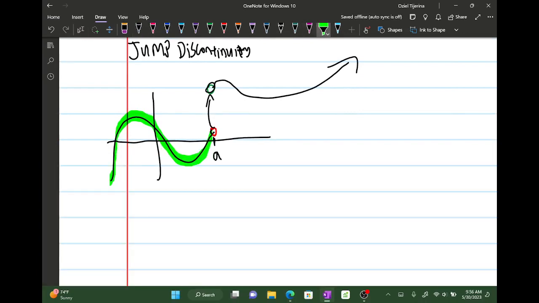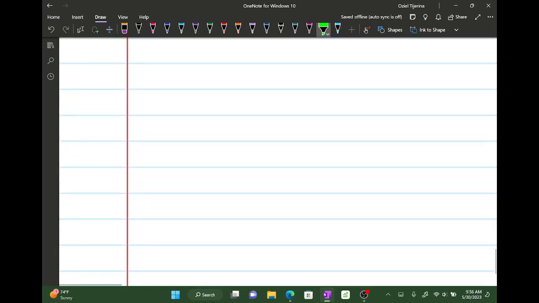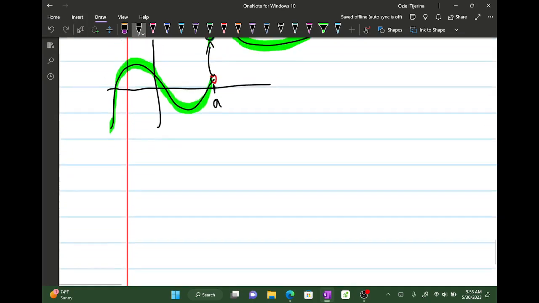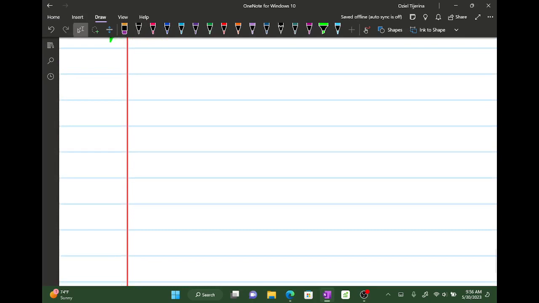So then I'm going to jump to that, and then it's going to keep going, keep going, keep going. So that's why this is called a jump discontinuity. And usually, I'm not exactly sure, but for example, if we look at a piecewise function, I feel like this does happen mostly with piecewise functions. But let me think of an example.